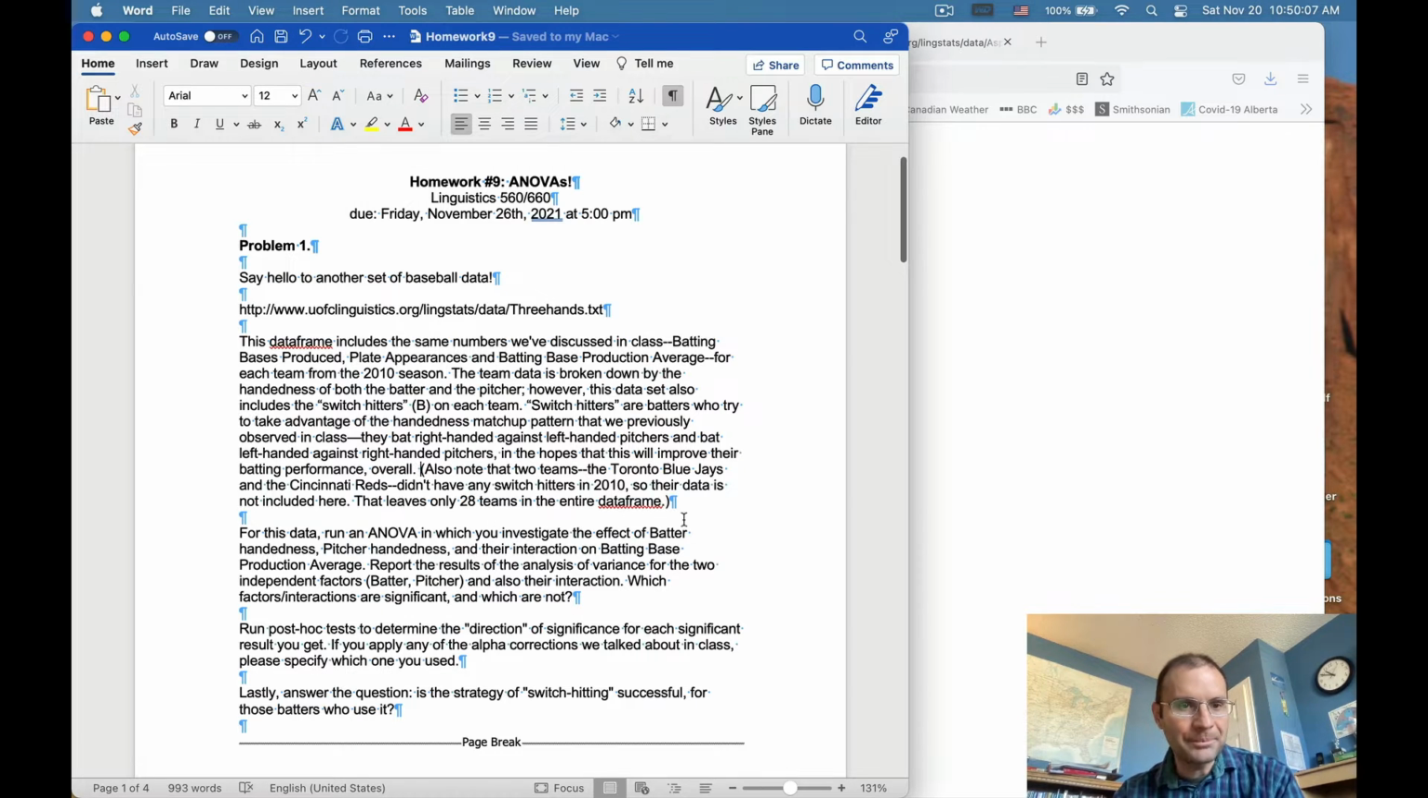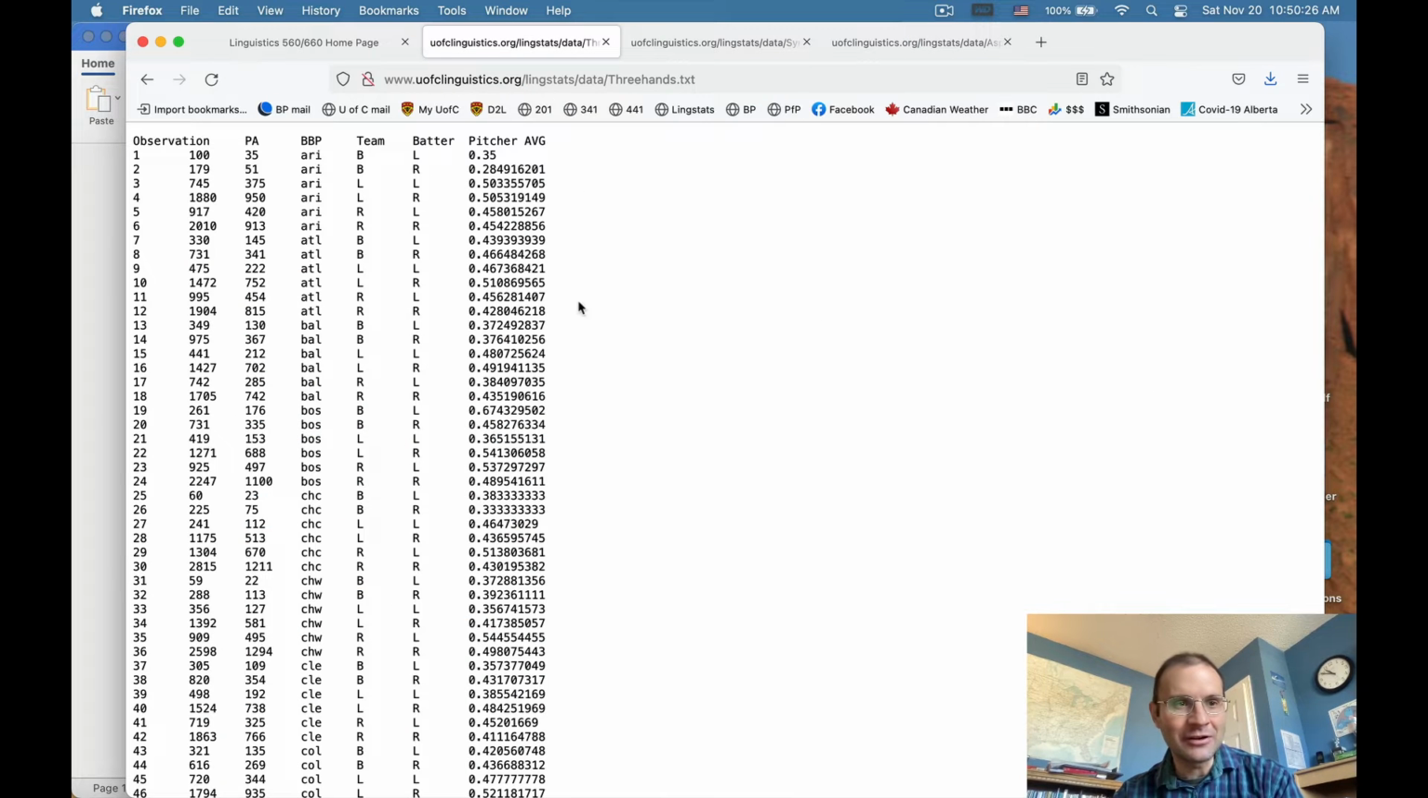I will also note that there are two teams, namely the Toronto Blue Jays of all teams and the Cincinnati Reds, that didn't have any switch hitters back in 2010, so their data is not included here. That means we have 28 teams, whereas before we had 30 teams in the entire data frame. But for just this data, just focus on what we have in this data set right here.